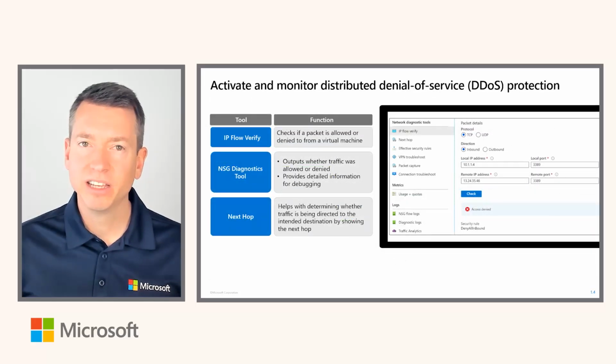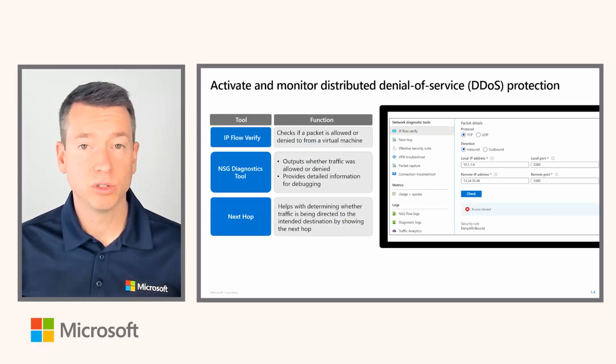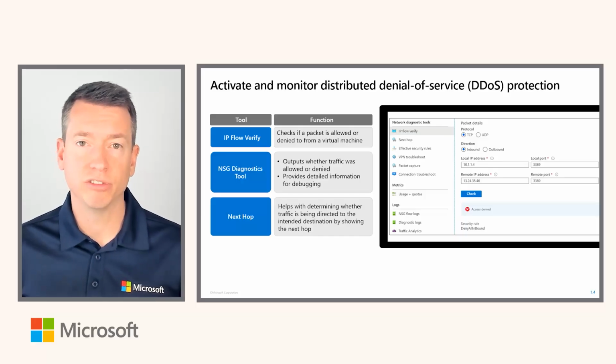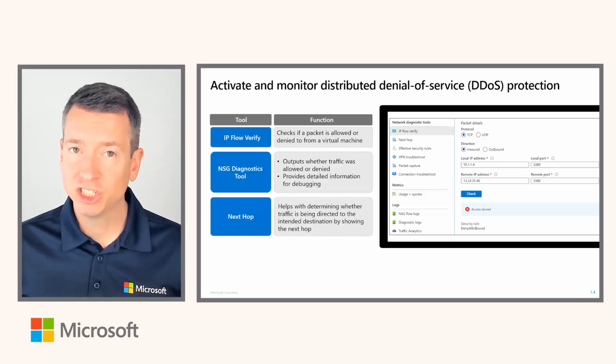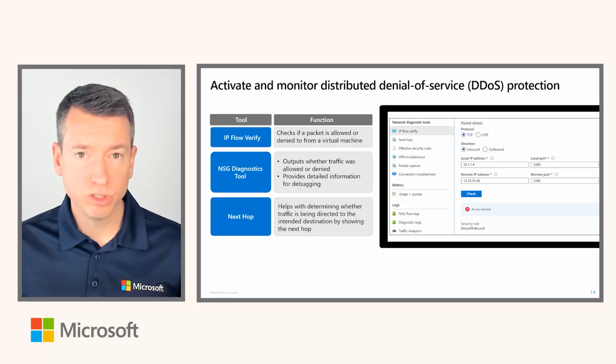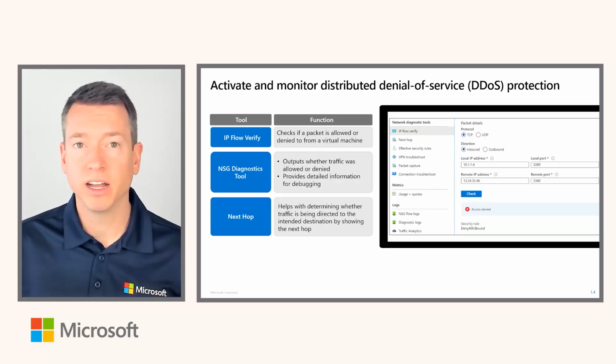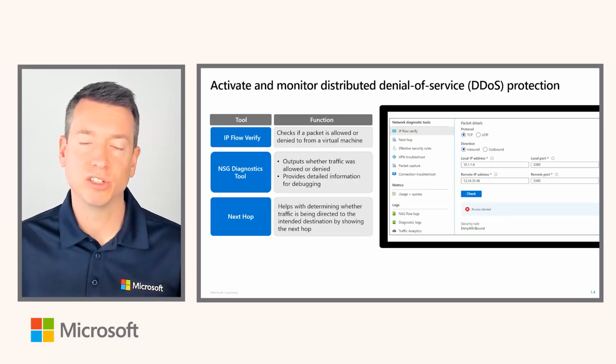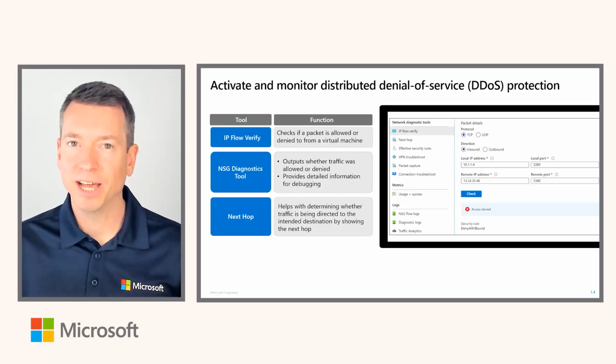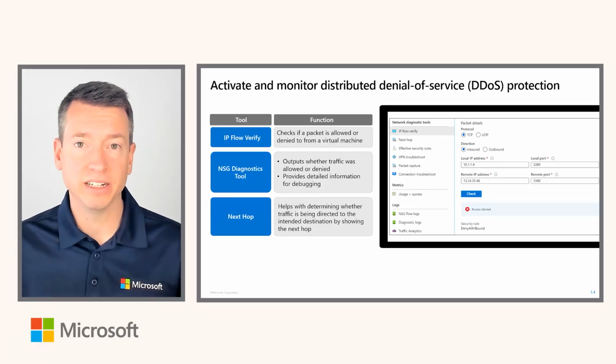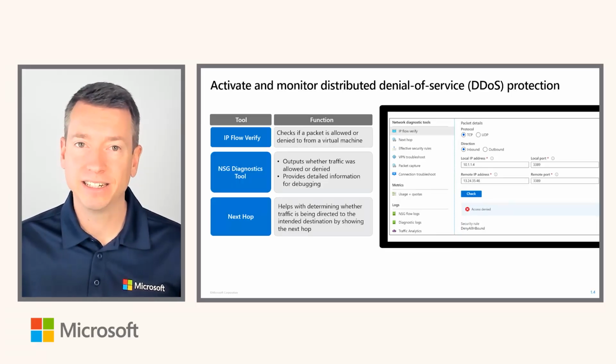IP Flow Verify checks if a packet is allowed or denied to or from a virtual machine. The NSG diagnostics tool outputs whether traffic was allowed or denied and provides detailed information for debugging. Next Hop helps you understand whether traffic is being directed to the intended destination by showing the next hop.